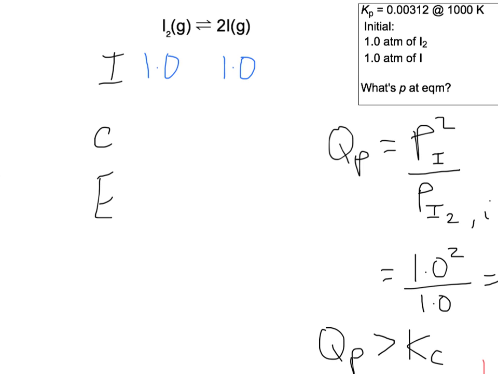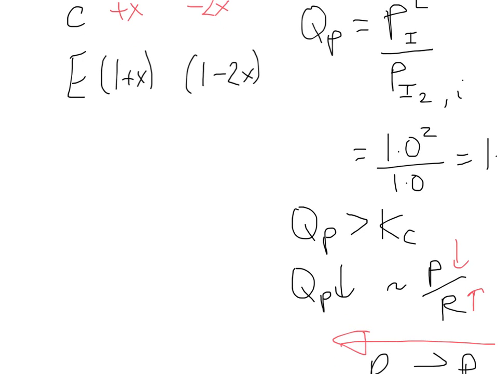So what was our change? We were using up the products and making reactants, remembering to keep track of the stoichiometric coefficients. Every time we use up 2 of these, we make 1 of these. So this is minus 2x, this is plus 1x. So at equilibrium, this is going to be 1 minus 2x, and this is going to be 1 plus x. And we do the same thing as before.